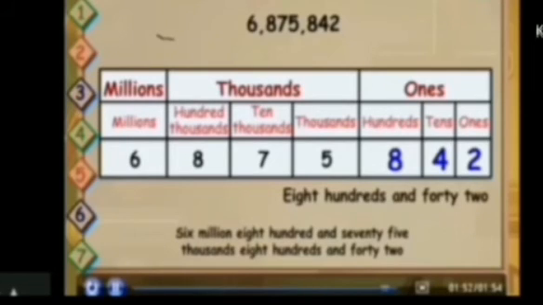See this: ones period, thousands period, millions period. This is in the international system. In the ones period 3 digits, thousands period 3 digits, and in the millions period we have only 1 digit. So how to read this number name? See here, 6,875,842.